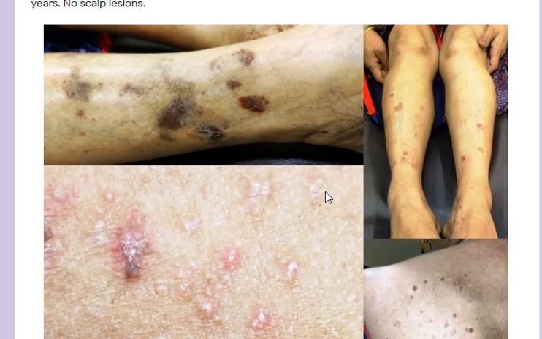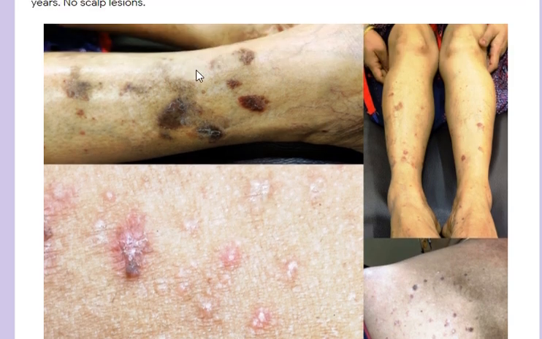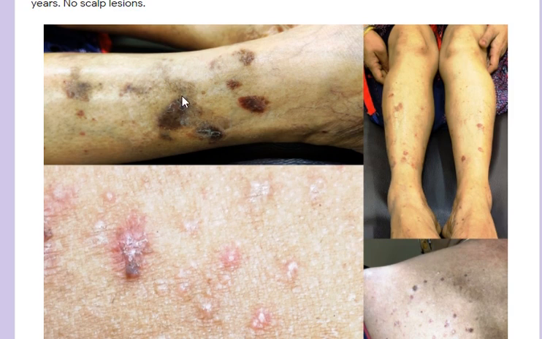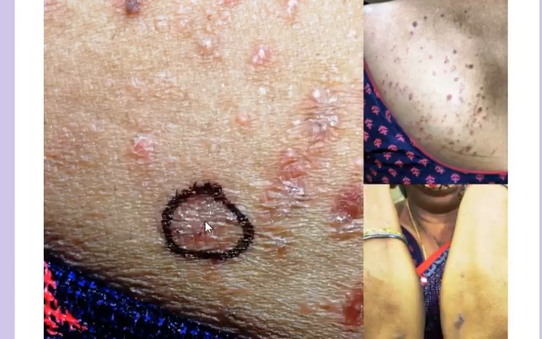No scalp lesions. As you can see here, some look like slightly erythematous scaly plaques, small guttate lesions here, some on the anterior shin, and on the legs they look more lichenified, eczematous. Some maybe slightly lichenoid here, or maybe just scaly.